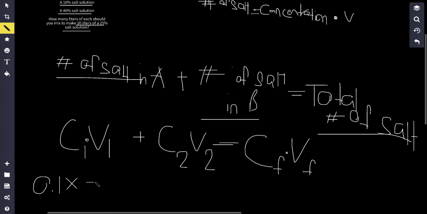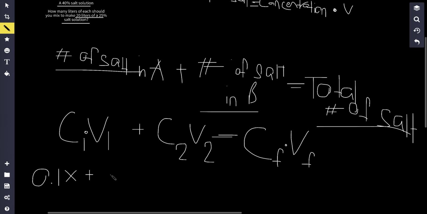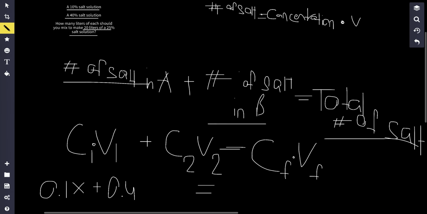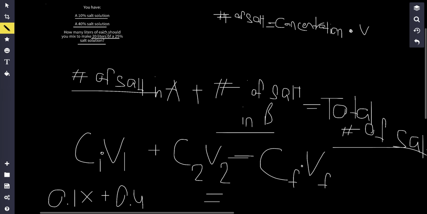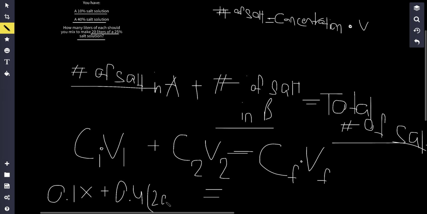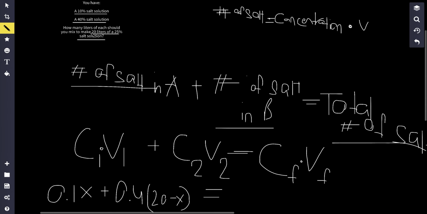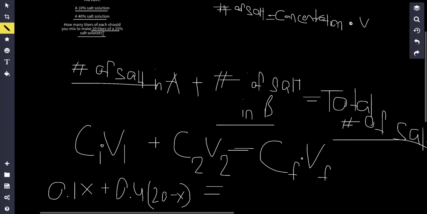And this is going to be added to the concentration in the second thing, which is 40%, so 0.4. And this is going to be multiplied by the volume of my second container. Now, once again, the problem is that I do not know that. However, what I can put right over here is a minus X, because I know that I'm making 20 liters of a solution, right? I know that I'm going to end up with 20 liters of my solution.